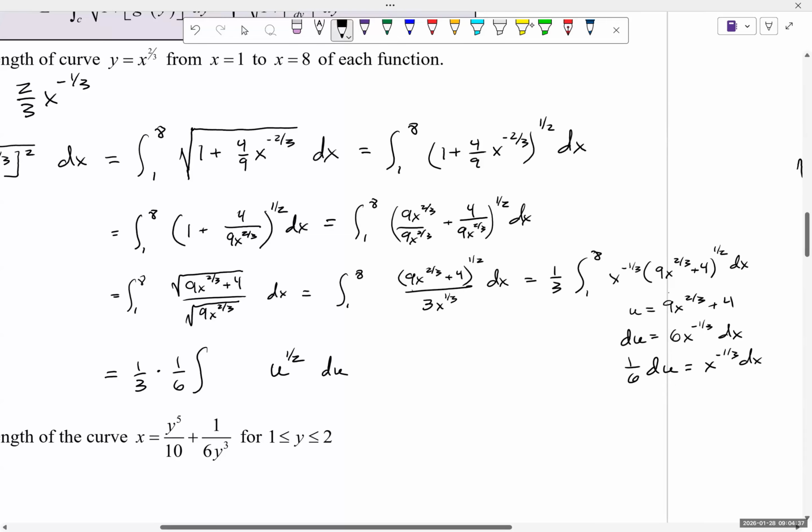Is everything taken care of? Here's my u. Here's my du. Everything except for the limits of integration is good.